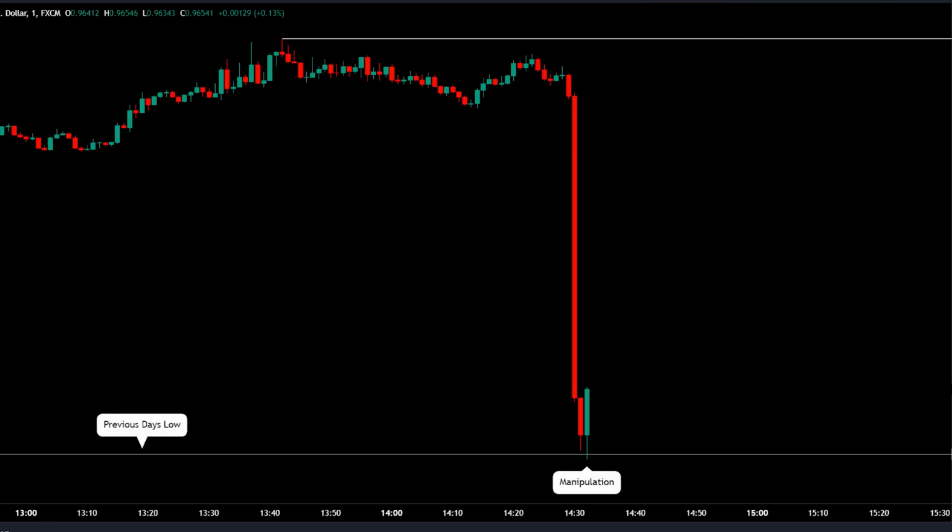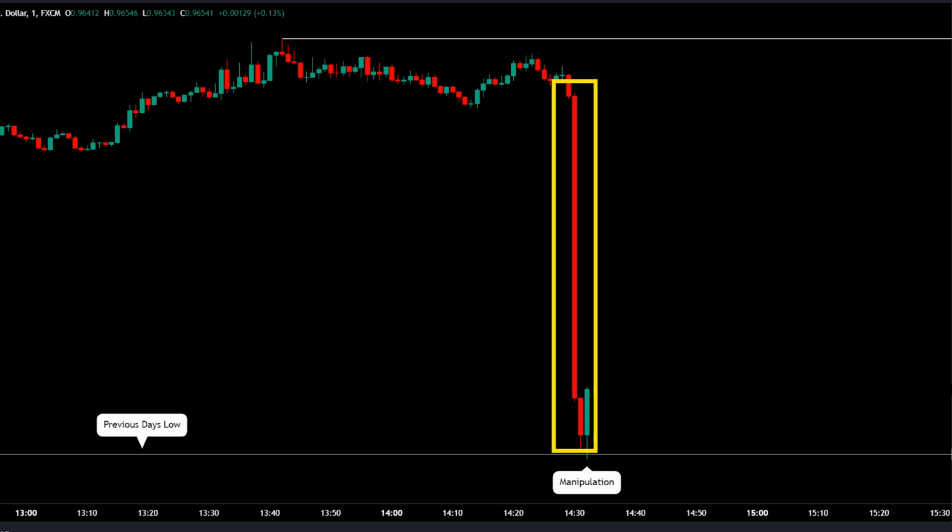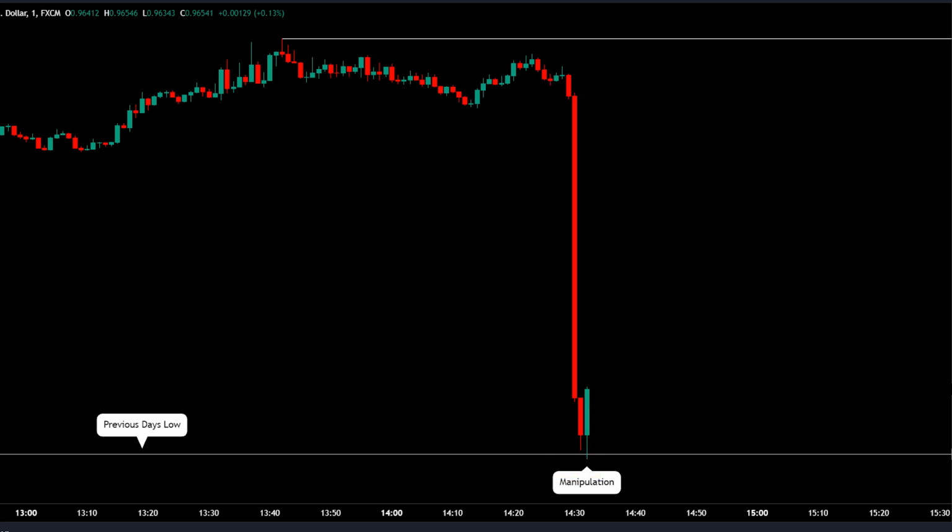As you can see in this example, we have manipulated the previous day's low. This means that the stop losses which were below the previous day's low have been tapped, so anyone who was in a buy is no longer in the trade and took a loss, or anyone who had a sell stop below the previous day's low is now in a losing position because the market put them in a sell and then reversed to give a buy setup. This is what you would experience if you don't have the right knowledge.